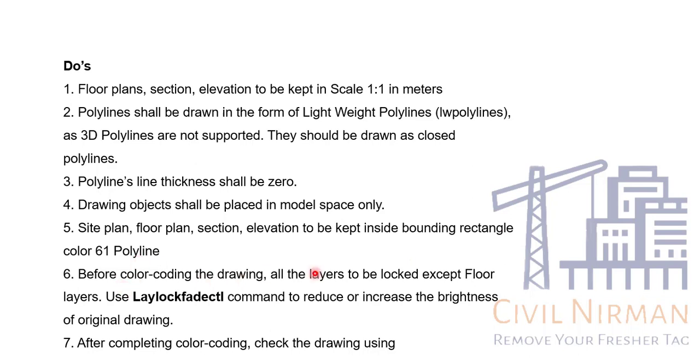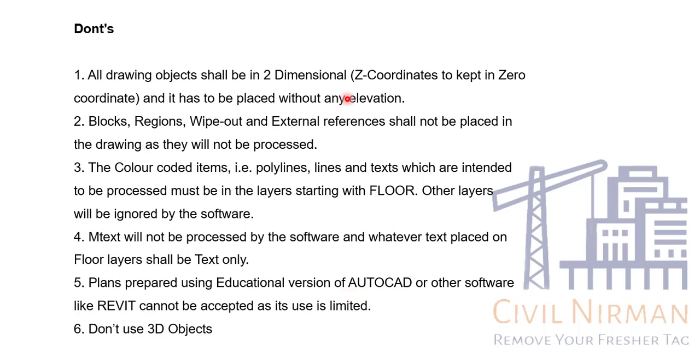Now before color coding the drawing, all the layers should be locked except floor layers, right? And the LAYLOCKFADECTL command has to be used to reduce or increase the brightness of the original drawing. After completing the color coding, we need to check the drawings. These are the points you need to take care of. Now all the drawing objects shall be 2D, right? Z coordinates to be kept at 0, and it has to be placed without any elevation.